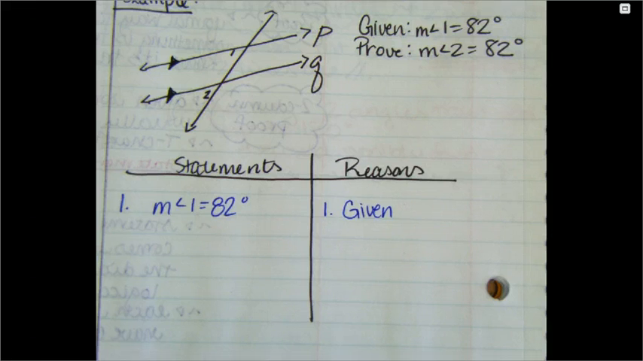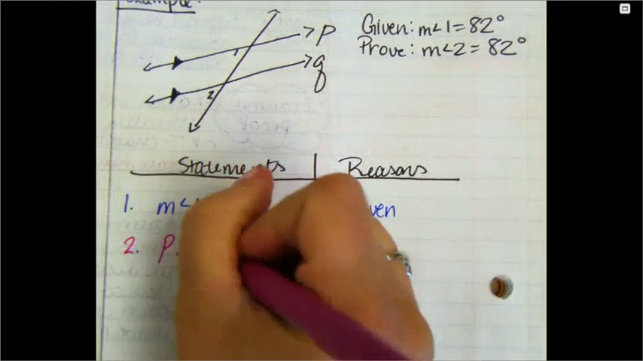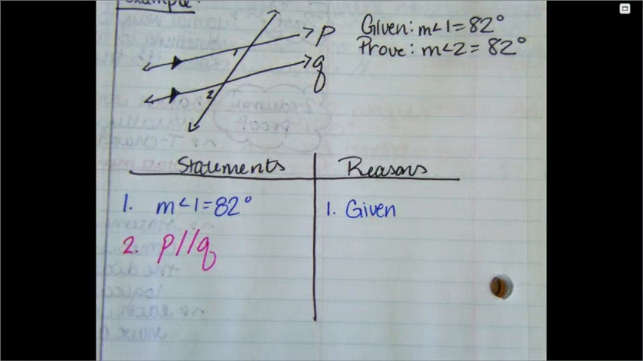Alright, so we're looking at it and we're going to go, well, the first given was based on the given, right? Second given, there could be 2, but let's look at the diagram. What do you know on the diagram right away by looking at it? How do you know your lines are parallel? Because of the double arrows, right? So then I'm going to go ahead and state that number 2, and I'm going to say that P is parallel to Q, because those are my lines, yes?